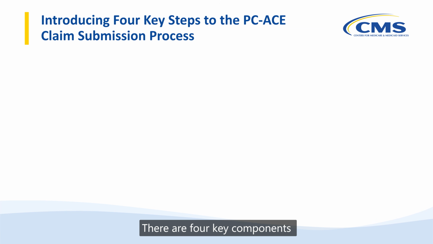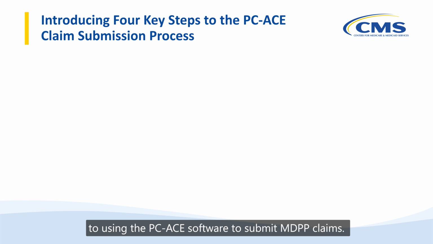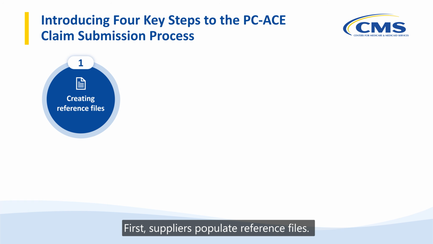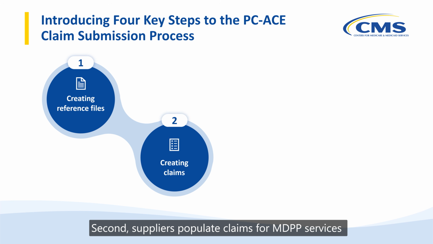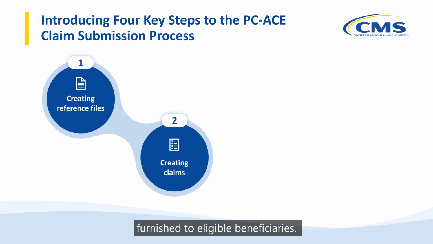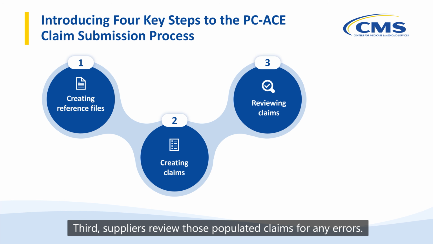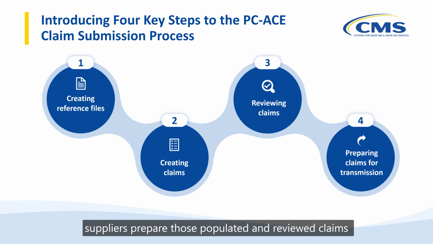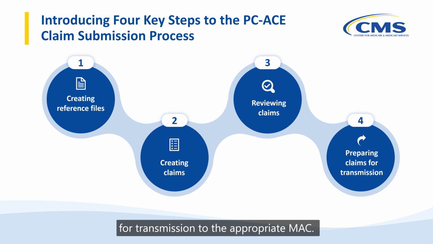There are four key components to using the PCA software to submit MDPP claims. First, suppliers populate reference files. Second, suppliers populate claims for MDPP services furnished to eligible beneficiaries. Third, suppliers review those populated claims for any errors. Fourth and finally, suppliers prepare those populated and reviewed claims for transmission to the appropriate MAC.